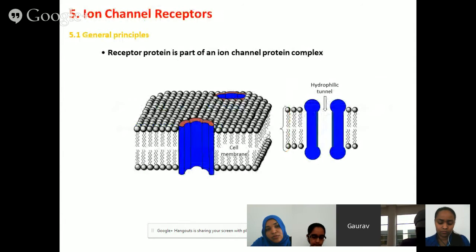First is ion channel receptors. You can see here in the figure, they are showing a cell membrane or plasma membrane. Inside the plasma membrane, different types of receptor proteins are embedded. These receptor proteins are called ion channels. You can see different types of ion channels present here. These channels are present inside the cell membrane, and this is also called a hydrophilic tunnel.